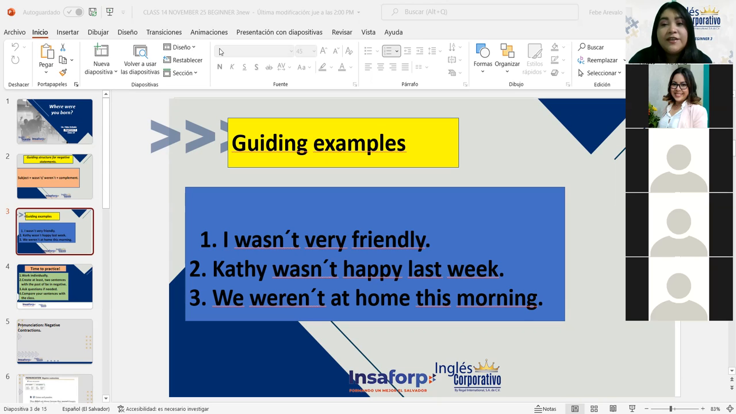Now, take into consideration that the verb to be, specifically the was, is when you refer to something that. El was básicamente se puede utilizar como fue, era, estaba, right? Ya el were, como es para plural, ya es estuvieron, fueron, estaban, right? That's the, those are the ways in which we can work with them.